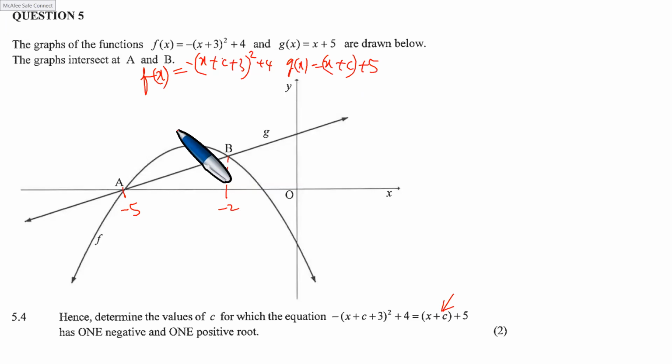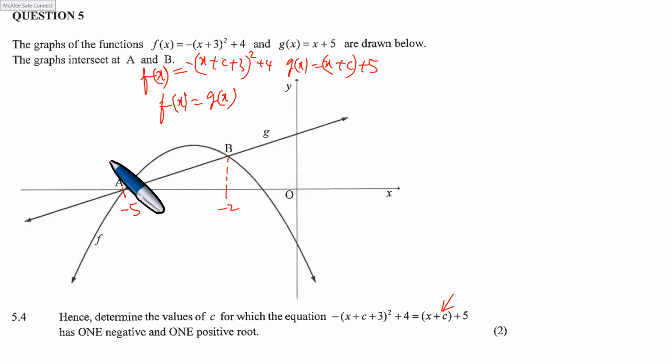What is the examiner doing here? He's adding C, and then he's equating the two. The examiner is saying F equals G, and we must find the values of C for which this equation has one negative and one positive root. This examiner is translating the graph, because if you add a C, the graph is going to be translated. It's either going to move to the right or to the left.